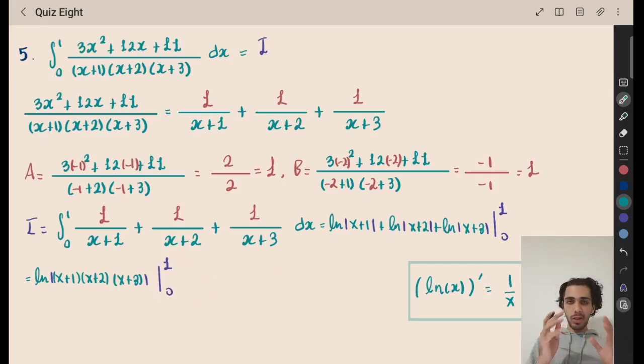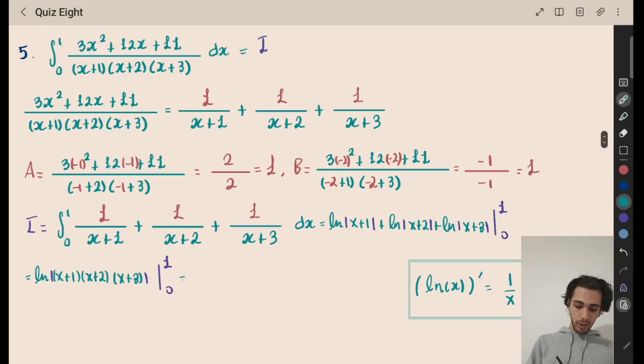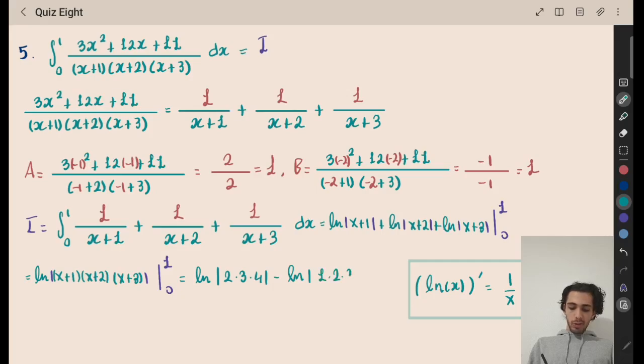I'll just get ln of something minus ln of something. That's what I care about. So I would get ln of the absolute value of 1 plus 1 times 2 plus 1 times 3 plus 1. That will be 2 times 3 times 4 minus ln of 1 times 2 times 3. If I plug in 0, I get 1 times 2 times 3.